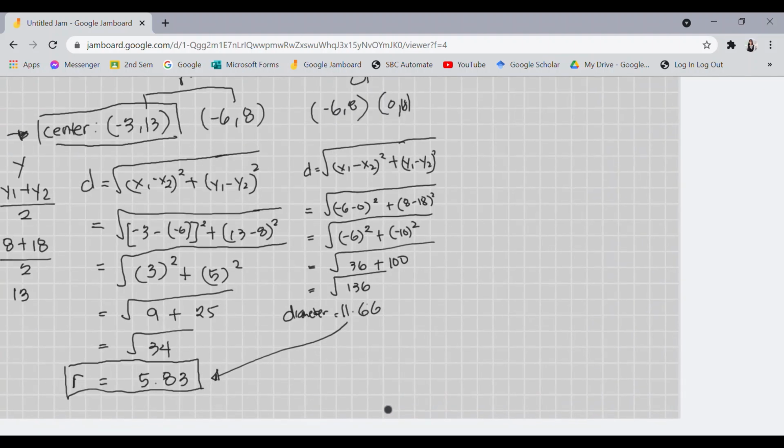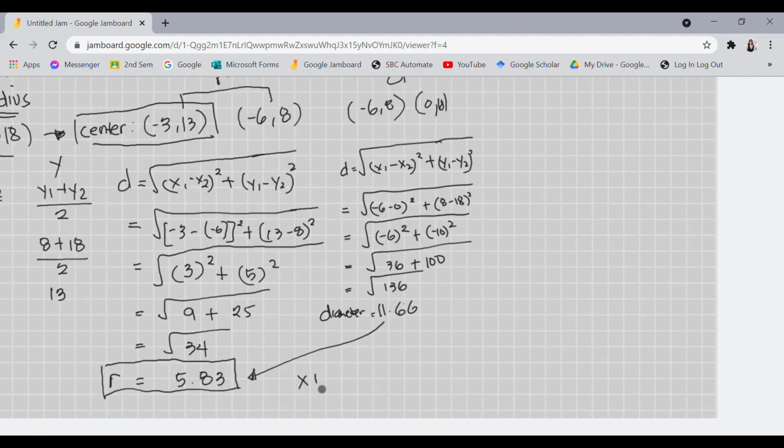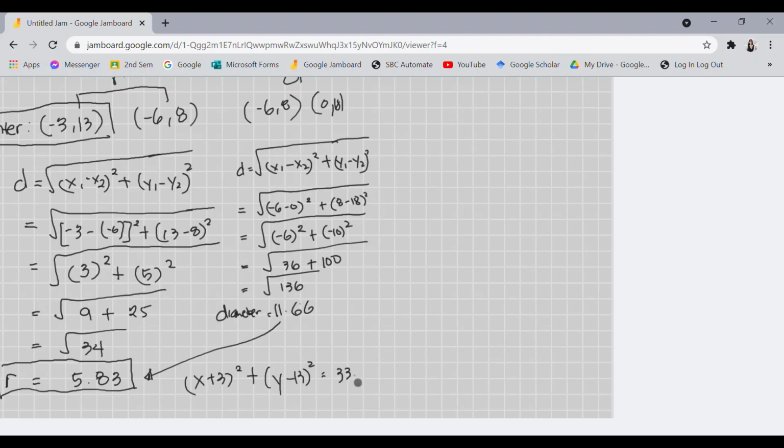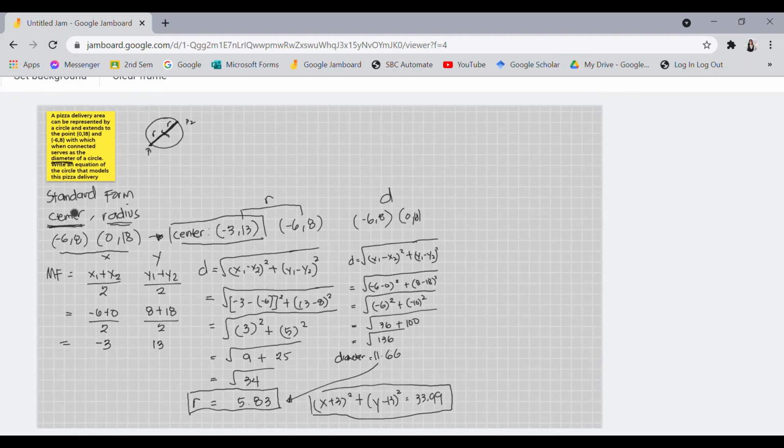So, we can now form the standard form of equation. So, using the center, we have x plus 3, since it's negative 3 here, quantity squared, plus y minus 13 quantity squared is equal to square of the radius, which is 33.99. Okay? So, we have x plus 3 quantity squared plus y minus 13 quantity squared is equal to 5.83 squared, which is equal to 33.99. This is now the standard form of equation that represents the delivery area.